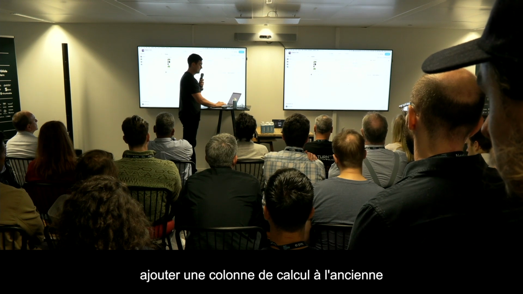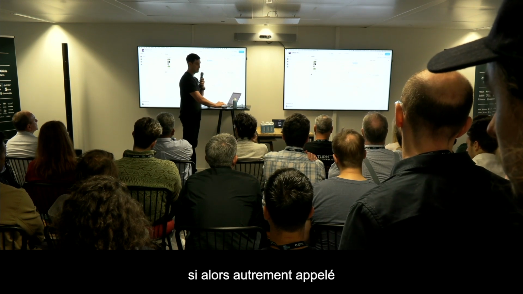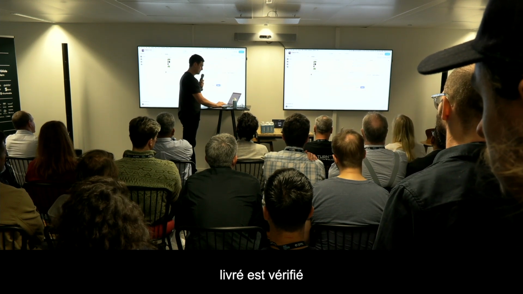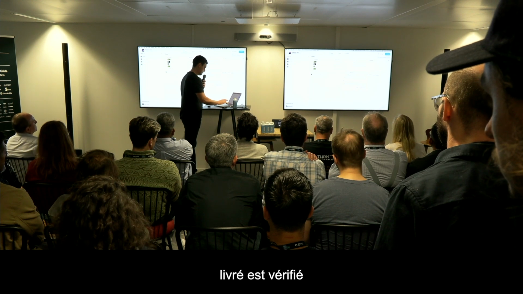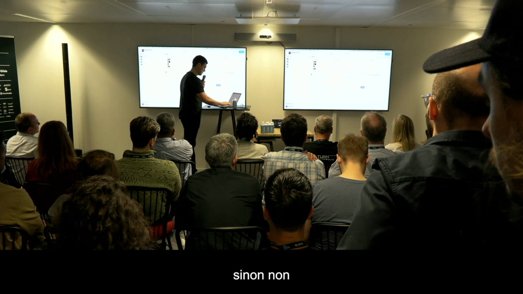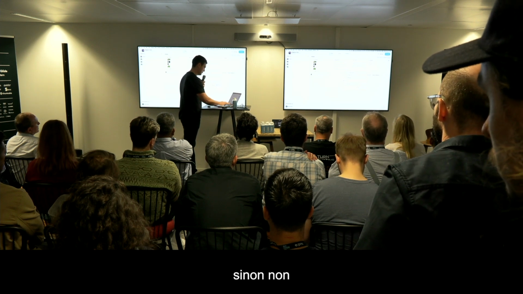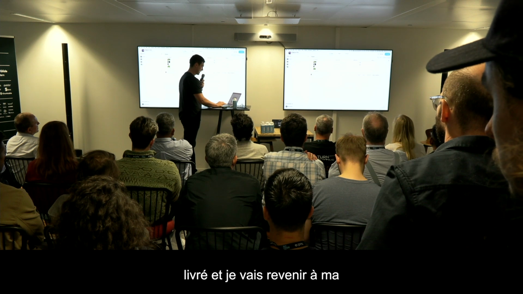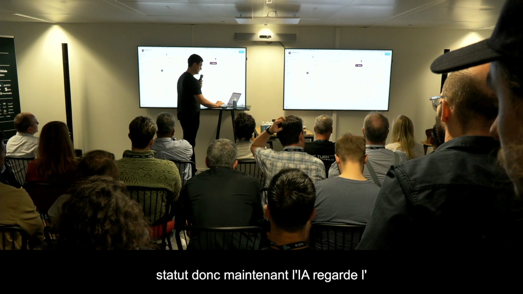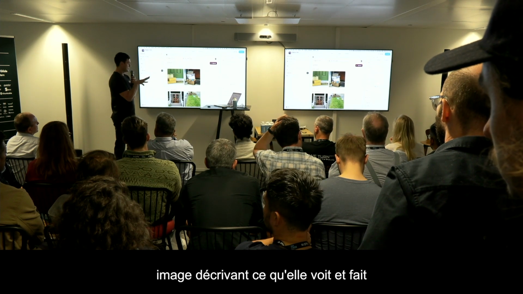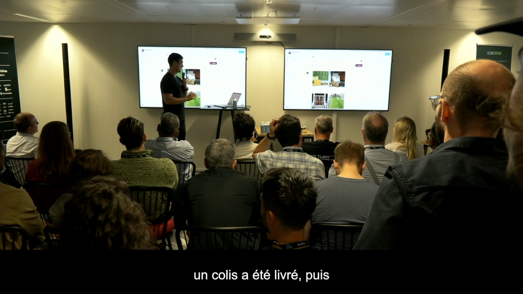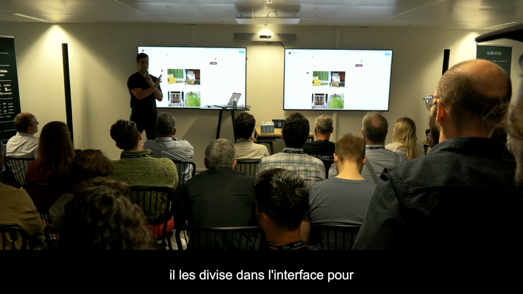And then finally, I'm going to add an old-fashioned computational column, if then else, called status. And I'm just going to say, if delivered is checked, delivered. Else, not delivered. And I'm going to go back to my layout, and I'm going to say, group these items by their status. So now the AI is looking at the image, describing what it sees, and making a determination, true or false, has a package been delivered? And then it's splitting them in the interface to separate them.